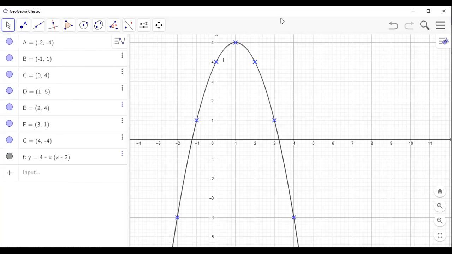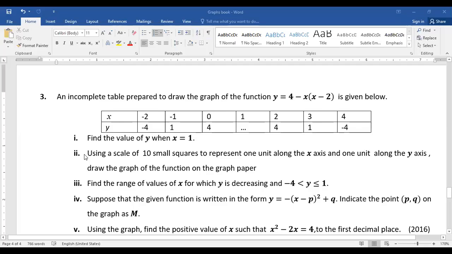Right, now we'll move to the next question. Roman number 2 we did. Now Roman number 3. Right? Roman number 3. They say find the range of values of x. Right? See? Range of values of x.